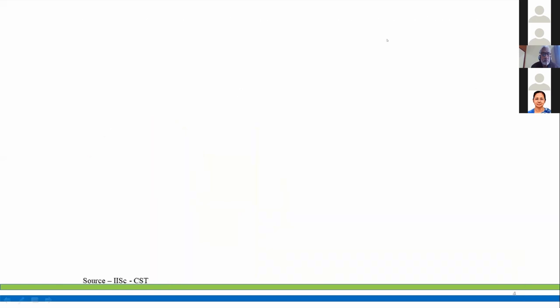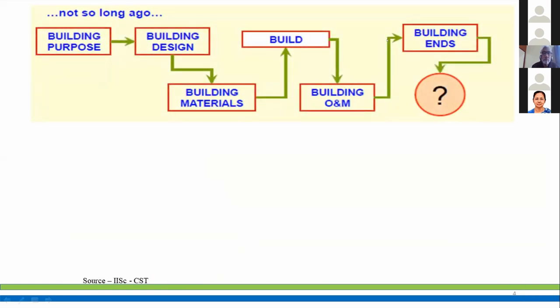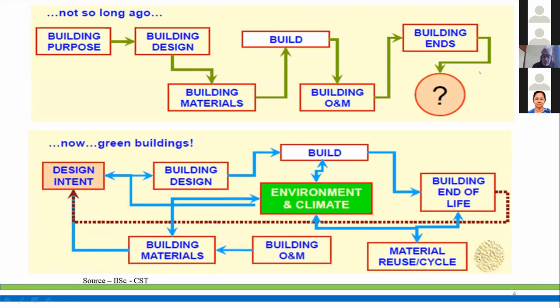Moving further, here I am categorizing building construction into two different sectors: conventional buildings and green buildings. In conventional buildings, we know the stages: planning, execution, operation, maintenance, and the last is the demolition phase. This is how the life cycle is carried out with respect to conventional buildings. Here we can observe the same flow chart, the same phases of a building, but in interaction with the environmental as well as the climatic factors.